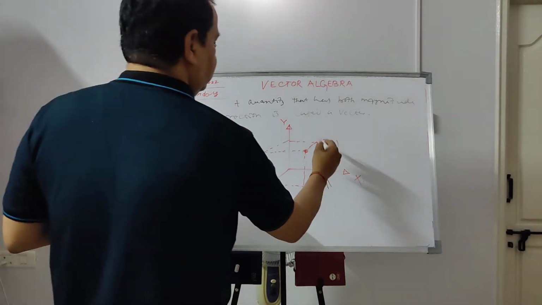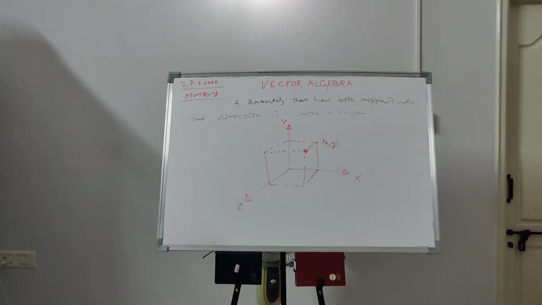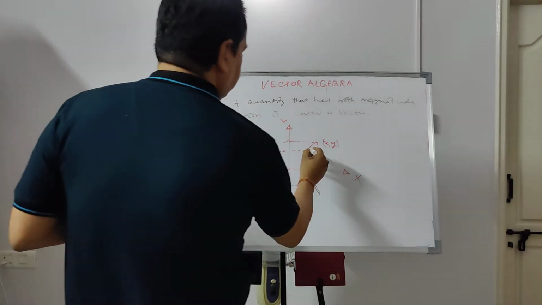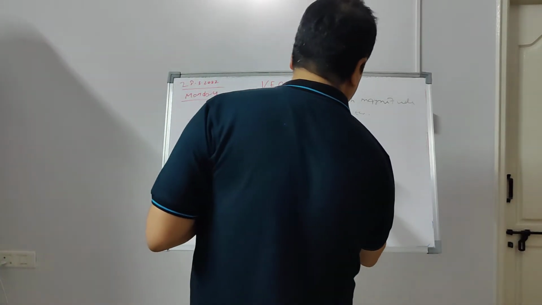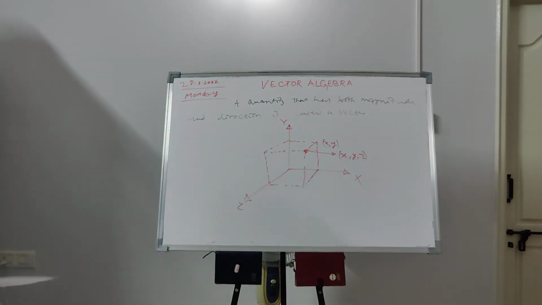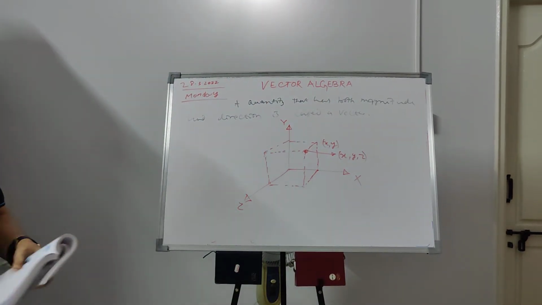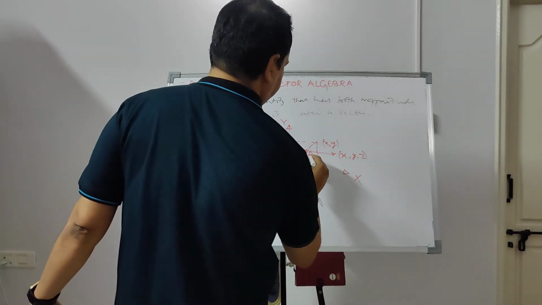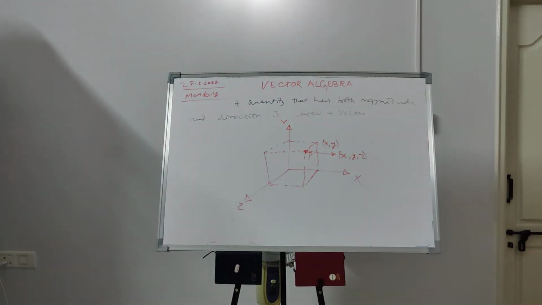So we have a 2D plane. Now it is in the 3D. This point is in the 3D. So this point has a coordinate x, y, and z. So this is a point in space. Let us say this point is P.